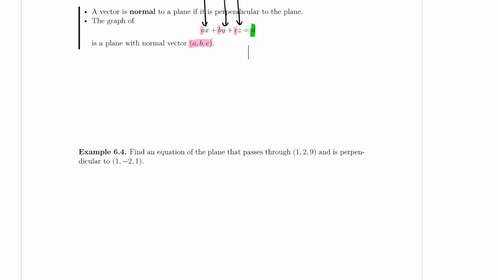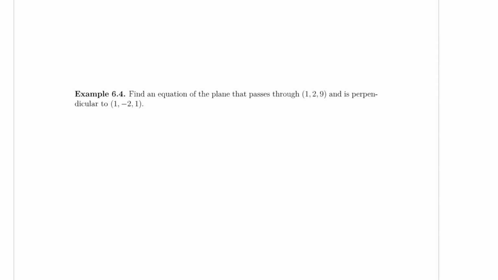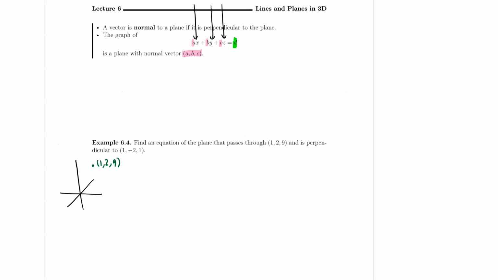So let's try to do this in the example that we have down here. I'd like to find an equation of the plane that passes through (1, 2, 9) and is perpendicular to (1, -2, 1). If I were to try to sketch this, let's say my point is this little guy here, (1, 2, 9). And then I would like my plane to be perpendicular to (1, -2, 1). It's kind of hard to draw this in 3D. So for now, let me just put out a vector here. Let's say this guy is (1, -2, 1).